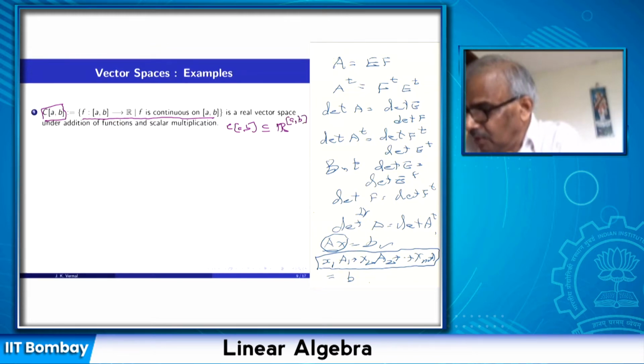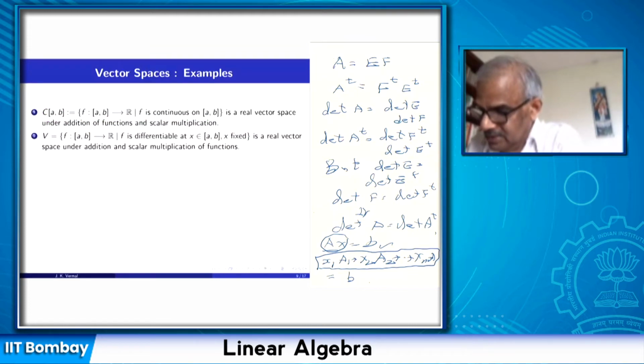R[a,b] consisted of all functions from [a,b] to R, real valued functions defined on the closed bounded interval. But C[a,b] takes only the continuous functions defined on the closed bounded interval. This is a vector space, a very important vector space in applications. One can restrict further and look at those functions which are differentiable at a point.